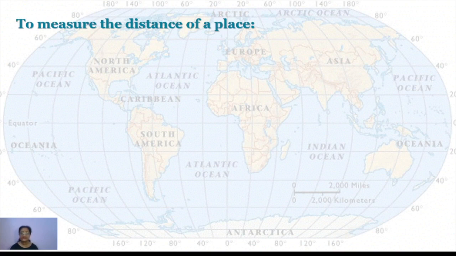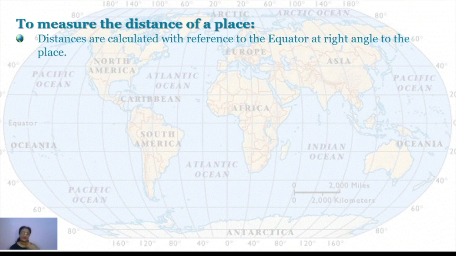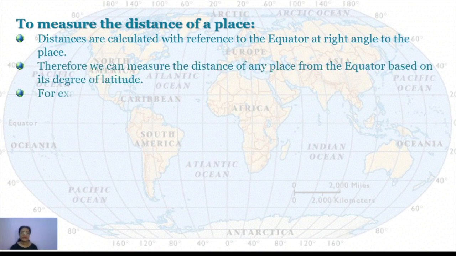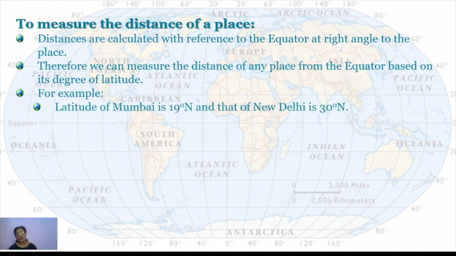The next use is to measure the distance of a place. If we calculate the distance of a place from the equator at right angle to the place, we can measure the distance in this way: at every 1 degree difference, there is a distance of 111 kilometers. Once we know that 1 degree makes a difference of 111 kilometers, that means every latitude is drawn at a distance of 111 kilometers.